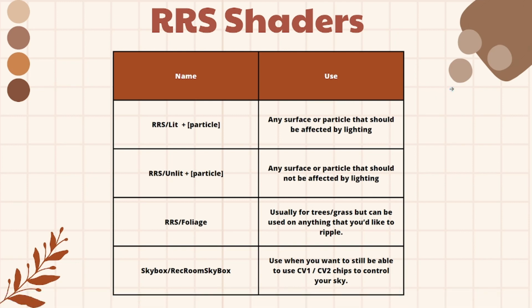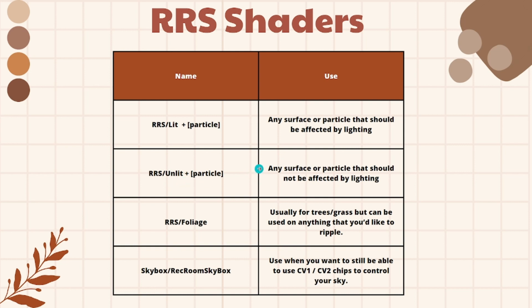So in Rec Room Studio, we only really deal with 5 distinct shaders. Possibly 4. It's a small number. We have RRS lit / RRS lit particle, and that is pretty much the standard shader that you use for most solid objects. Like if you want it to be a normal thing that gets affected by lighting, we use RRS lit.